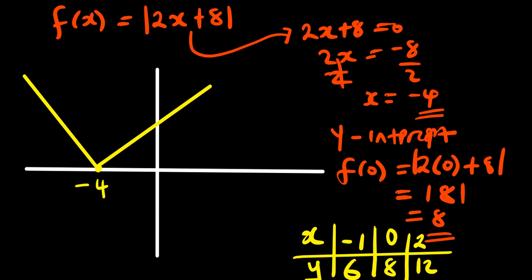Now you're able to notice that this graph has cut the y-axis at that point. That point, we've already found it. It is the y-intercept, which is 8. So this point is 8. So this is how you graph this function. That's how we're going to do for all of them. We also did videos on the modulus functions. You can still access them on the drive.